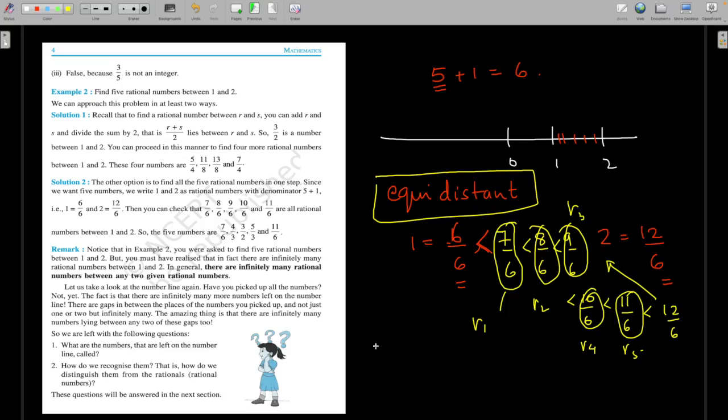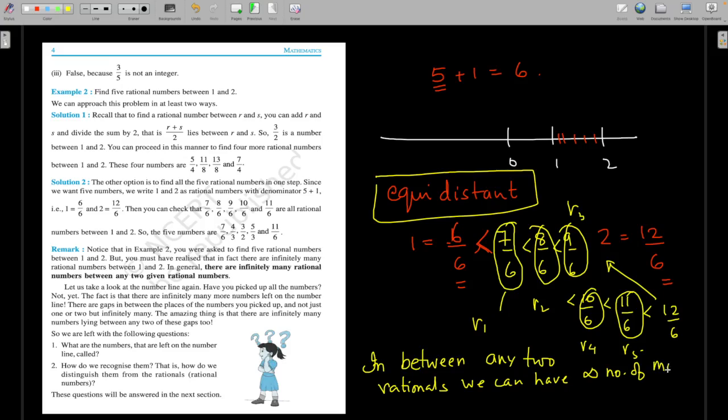And let's summarize this statement like this. An important property of rational numbers that we will take home: in between any two rationals we can have an infinite number of more rational numbers.